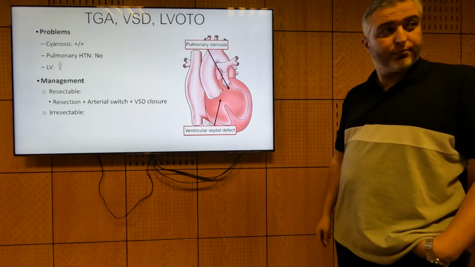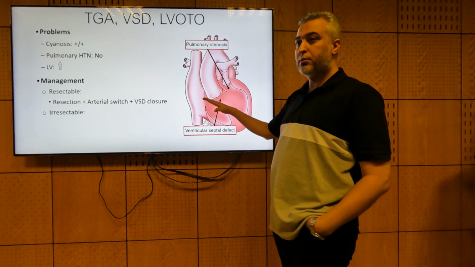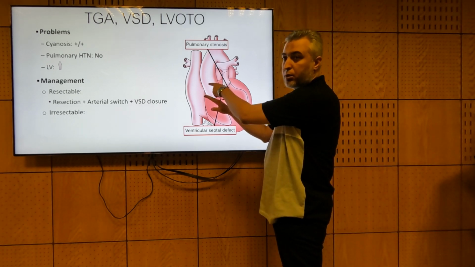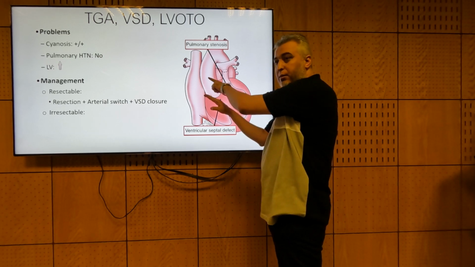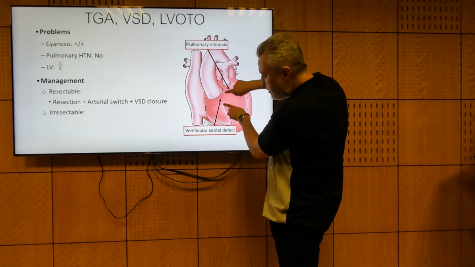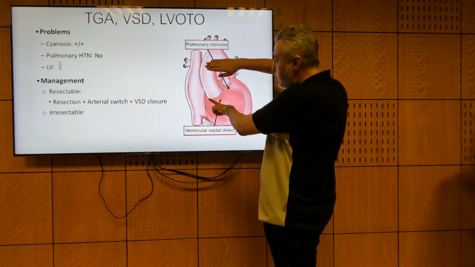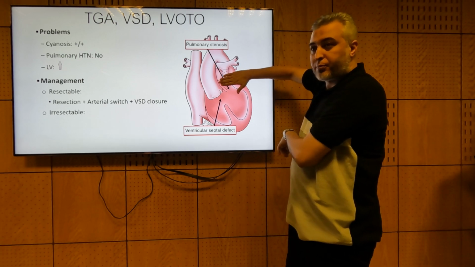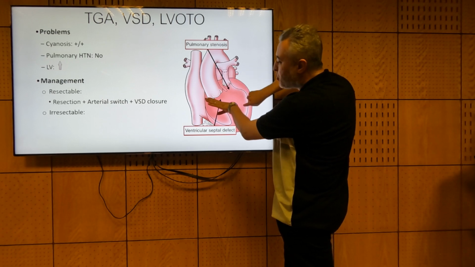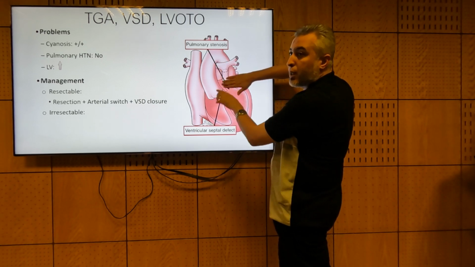We close the VSD, but instead of closing it this way, we close it that way, and so we direct the LV into the aorta, borrowing a track inside the RV. So the blood coming from the LV will go through the VSD into a baffle inside the RV to come out of the aorta. And then we close the pulmonary valve. So now the patient will have an LV that is communicating with the aorta, the RV has no outlet, and the pulmonary circulation has no inflow.